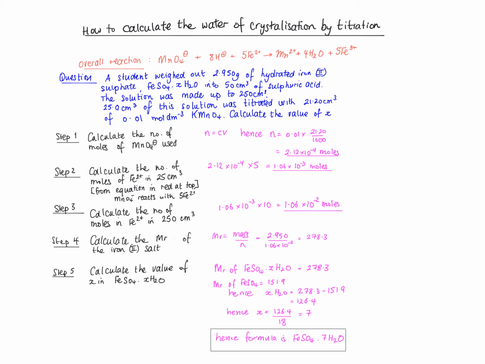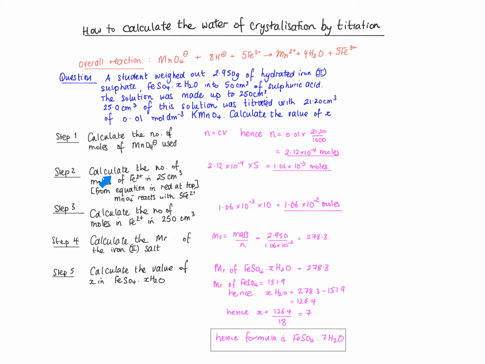Step 1. Calculate the number of moles of KMnO4, the potassium permanganate used. So n equals CV. So the number of moles of MnO4- that we use is the concentration, which we're told is 0.01, times the volume in decimetres cubed, and the volume that was used was 21.2 divided by 1,000. So the number of moles of MnO4- is 2.12 times 10 to the minus 4.